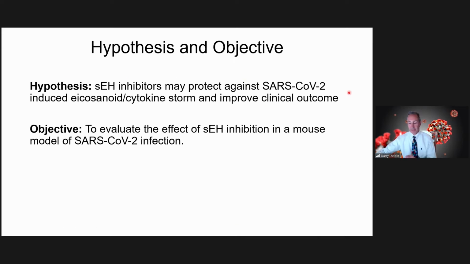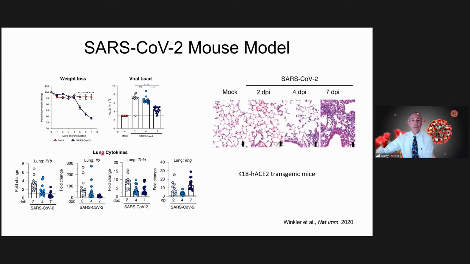And so we hypothesized that SEH inhibitors can protect against SARS-CoV-2-induced eicosanoid and cytokine storms and hence improve clinical outcome. Our objective was to evaluate the effect of SEH inhibition in a mouse model of SARS-CoV-2 infection. For these studies, we used the K18 human ACE2 transgenic mouse in a SARS-CoV-2 model, which was published by Winkler in Nature Immunology last year.